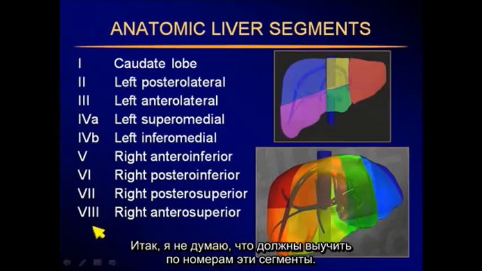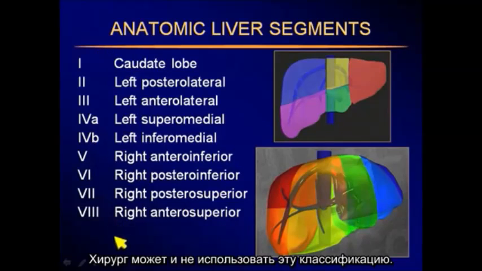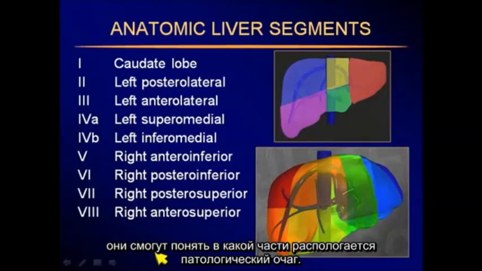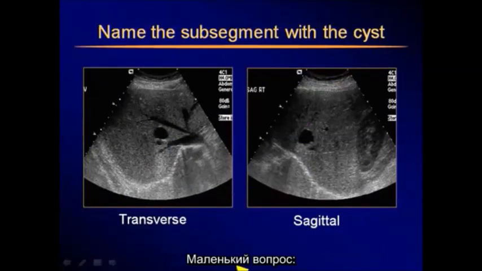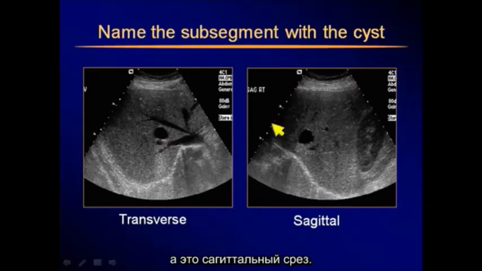Now, I don't think that you should learn all of these segments with numbers, because you have to know what your surgeon uses. Your surgeon may not use this classification. But if you explain that it's left posterior lateral or right posterior superior, they will know then which part of the liver the lesion is in. So here's a little quiz. Name the subsegment with the cyst. Okay, this is a transverse scan of the liver. So where would you place this cyst? What subsegment? This is transverse, and here's a sagittal scan.